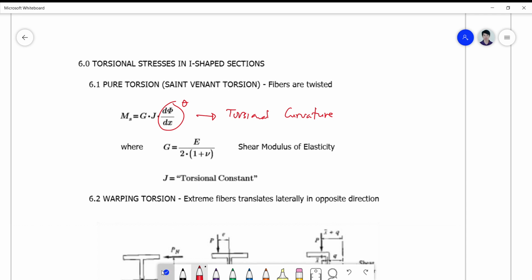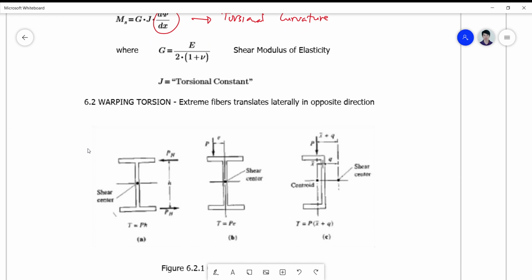For warping torsion, we can actually make an analogy to I-shaped sections by simply considering an equivalent system for the I-shape, upon which the torsional moment induced by the force P with an eccentricity e can actually be converted into two horizontal forces, or simply a couple, to formulate some equations applicable to I sections.